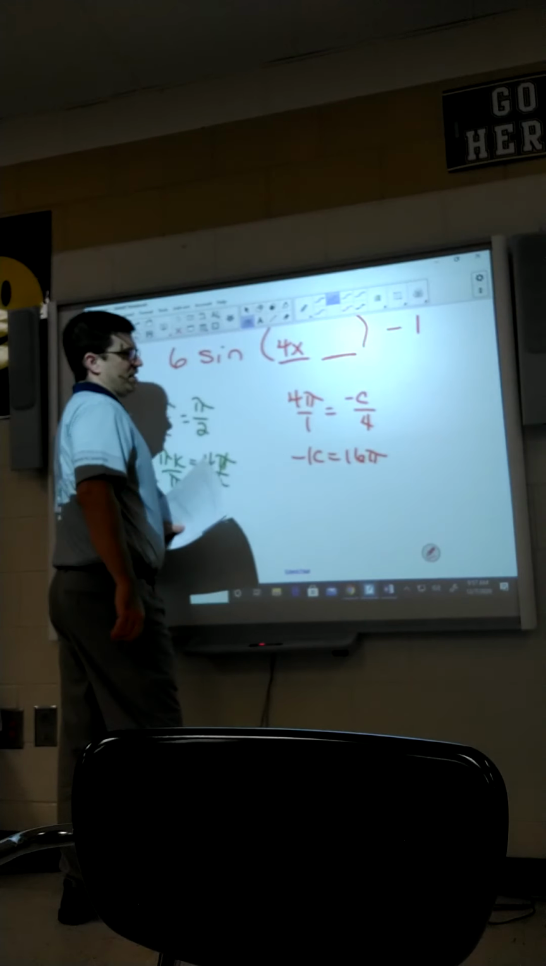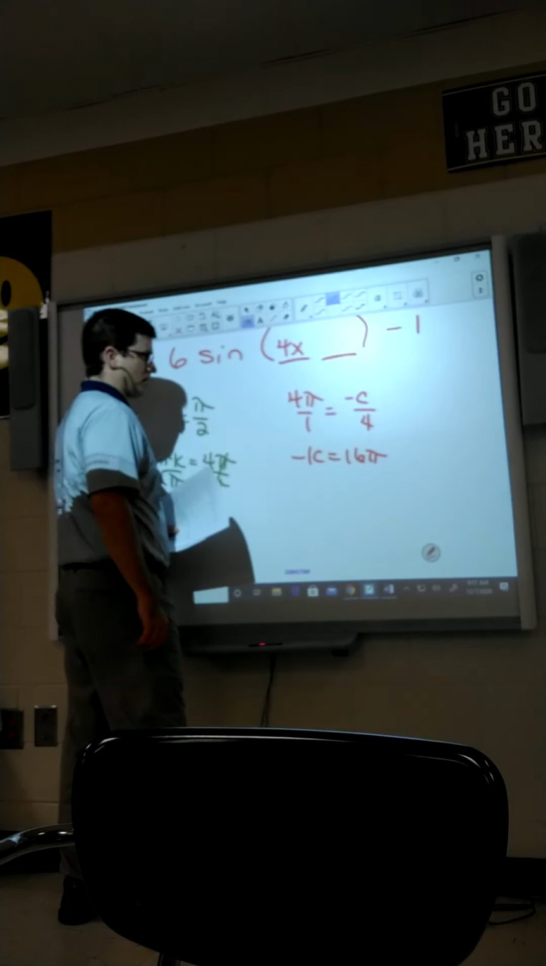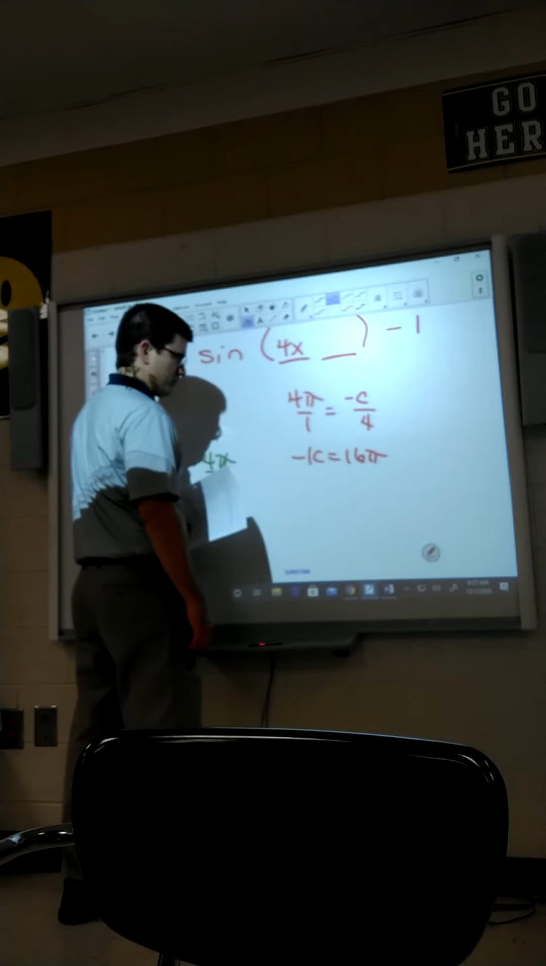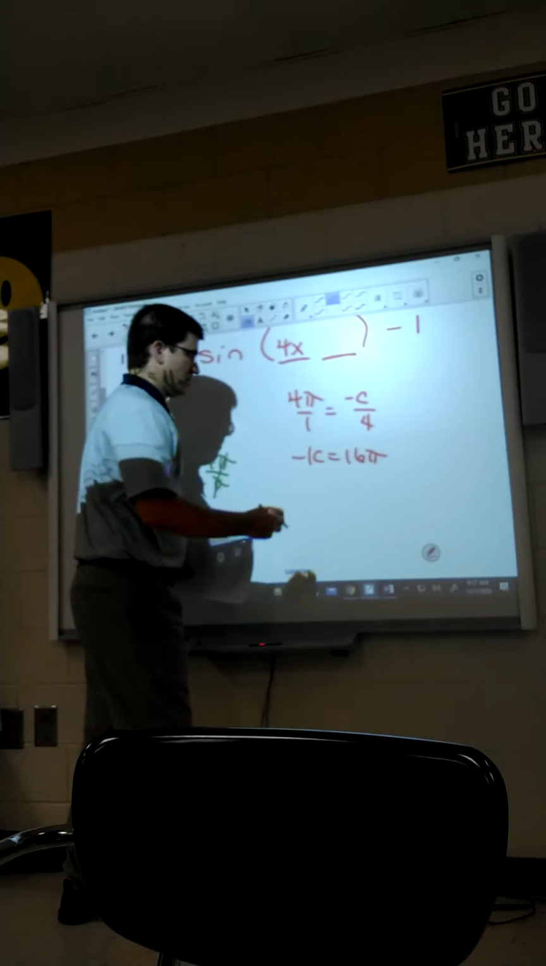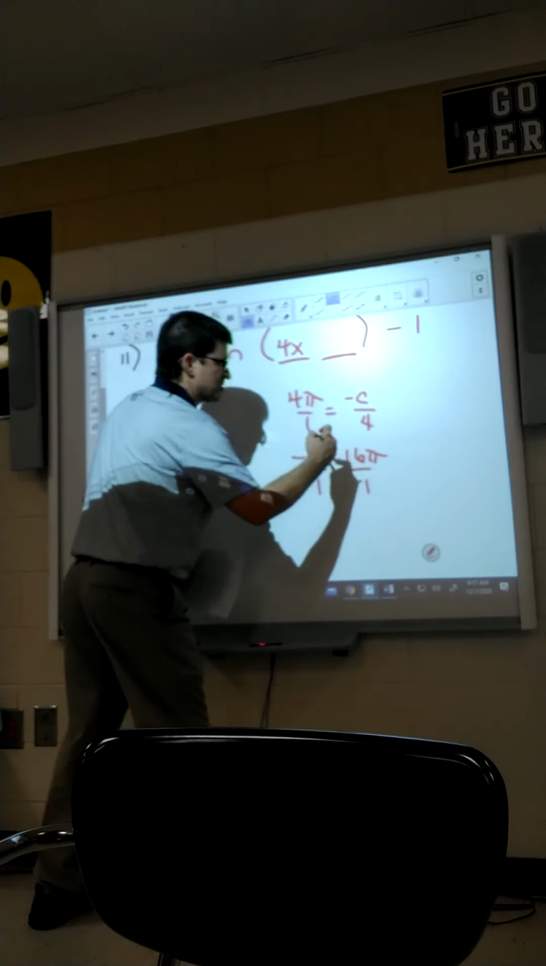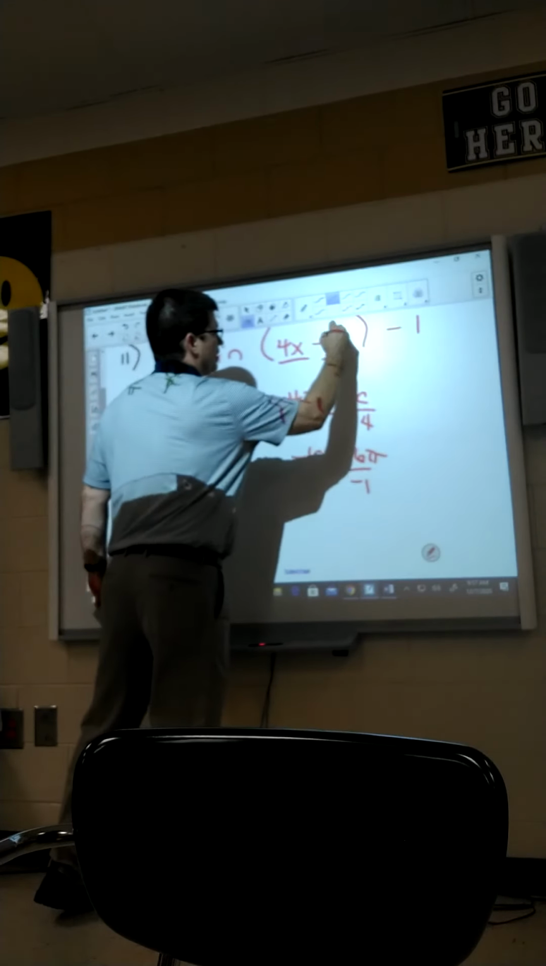All right, Silas, when I get to here, what number do I divide by? Would it be 16, 11, or would it be 1? You always divide by the number that's with the letter. That's how you know. All right. So I divide by negative 1. My answer is going to be negative 16 pi.